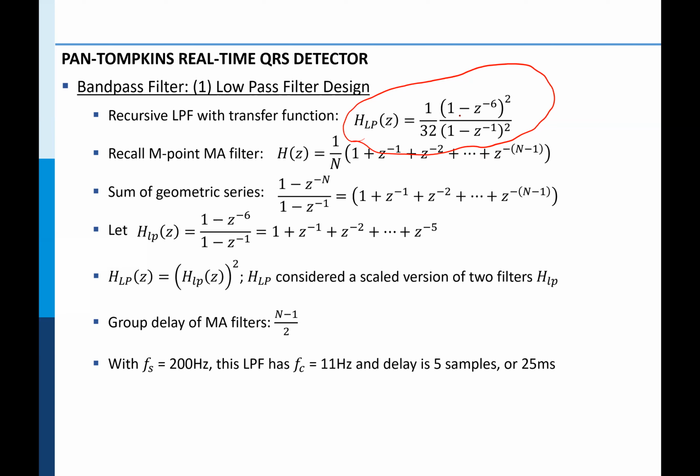And this low-pass filter essentially gives a cutoff frequency of 11 hertz here, and it introduces a delay of around 25 milliseconds or 5 samples if you assume the sampling frequency to be 200 hertz. Okay. And if you also see how this transfer function looks, it also represents some form of a moving average. And we have seen before that a moving average operation, any averaging operation or integration operation, is a kind of low-pass filtering operation. It tends to remove the high frequency components.